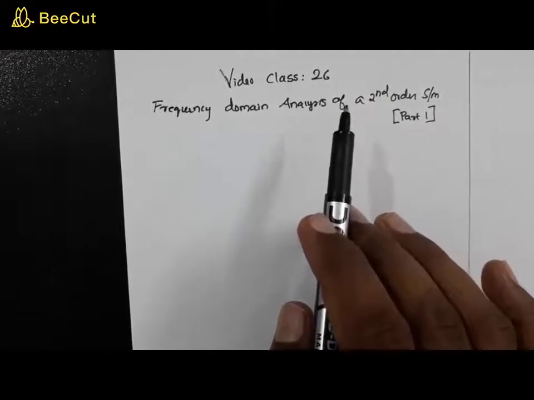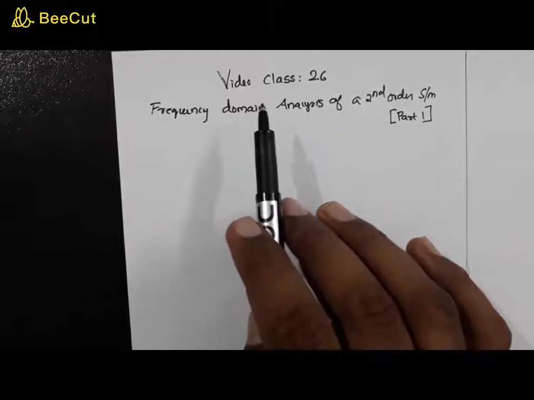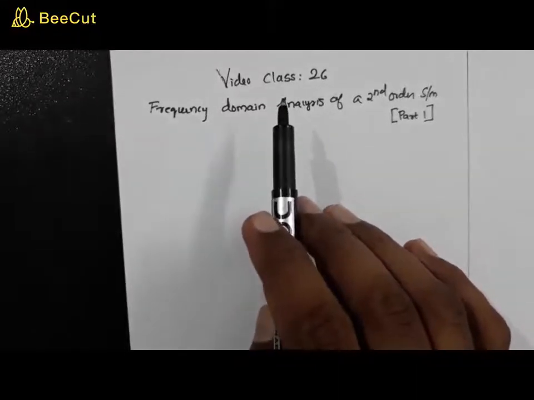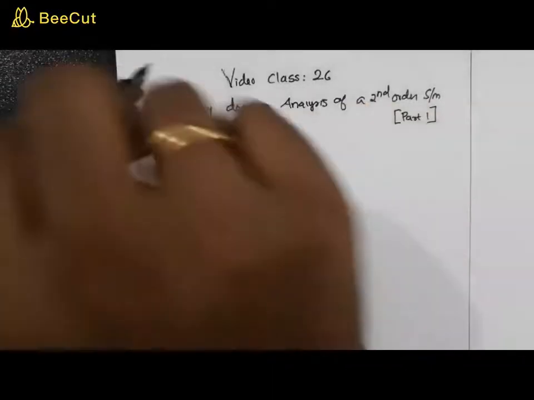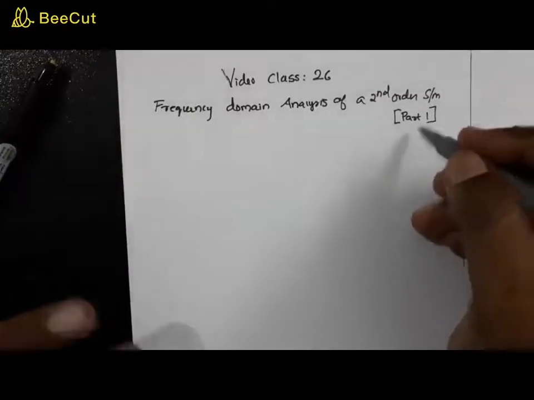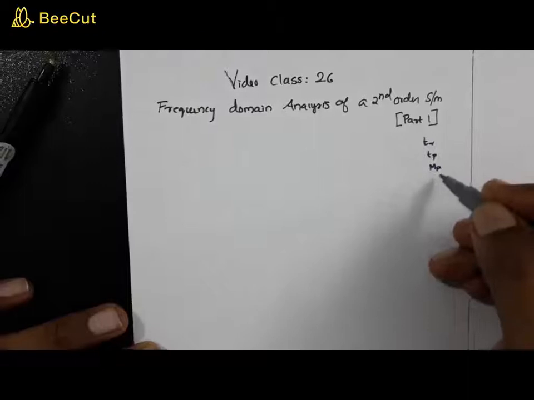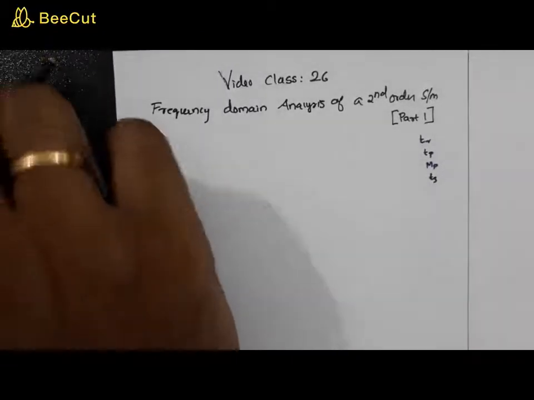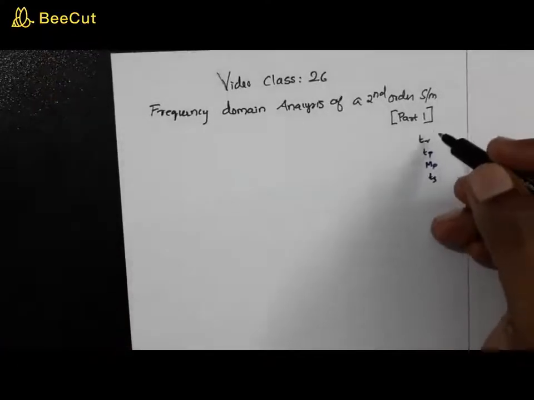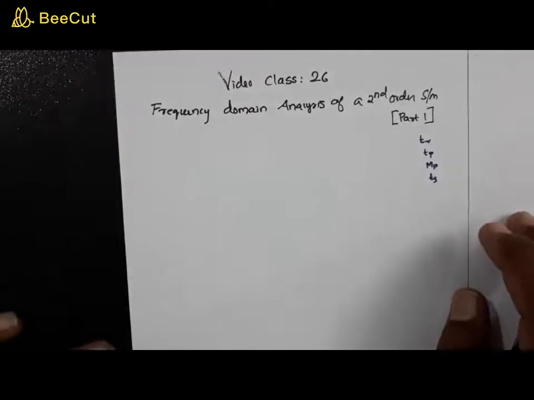So, hope you remember that in our previous video we studied time domain analysis. And from time domain analysis, we have seen some time domain specifications like rise time, peak time, maximum overshoot, and settling time. All these are time domain specifications. Using these we can explain some of the characteristics of the system. That's why we studied the time domain analysis.